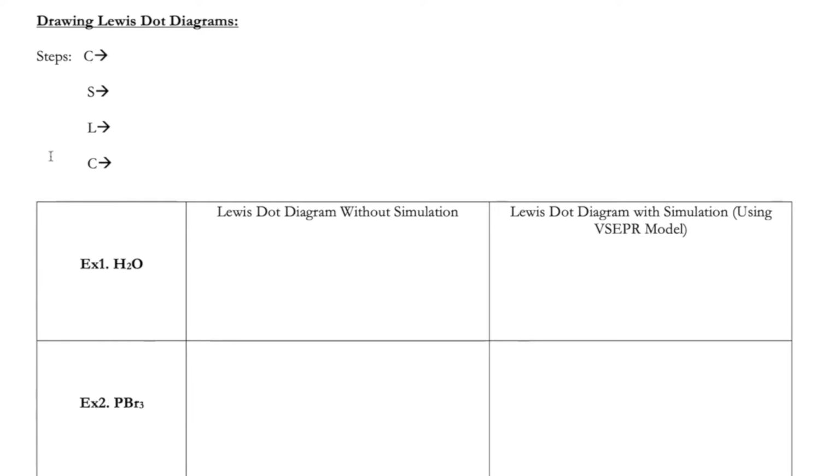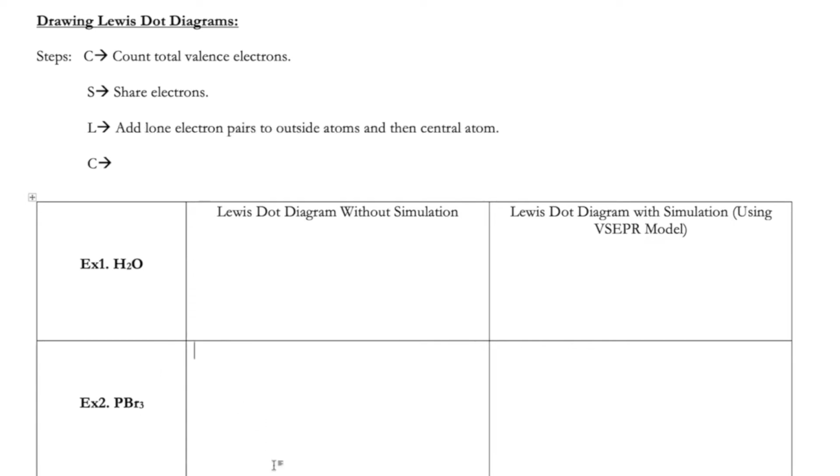So the first thing we need to do is we need to count our valence electrons. Okay. The next thing we're going to do is we are going to share electrons. Next, you're going to add lone electrons to your outside atoms and then to your central atom. And then finally, you're going to count the valence electrons you used again. So instead of trying to explain each of these, I'm going to show you 3 different examples and go through these steps.